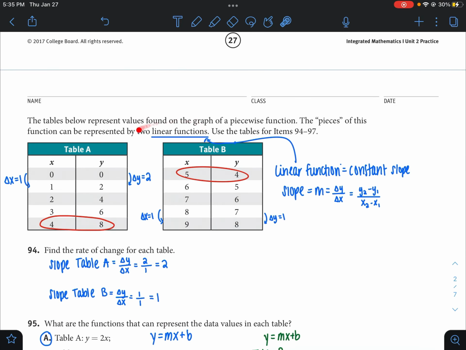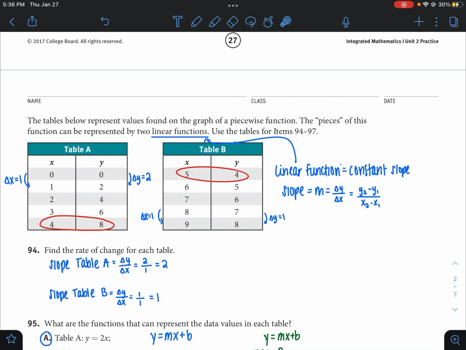Well, the slope for table A is the change in y, which between these two values is 2, over the change in x. So same values, that's a change of 1. So 2 over 1 gives us 2. Then down here, because it doesn't matter since it's all constant, change in y is 1, change in x is 1. So for table B, 1 over 1 gives us a positive 1.